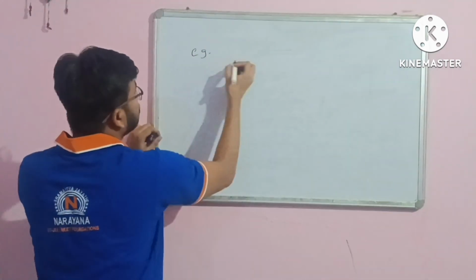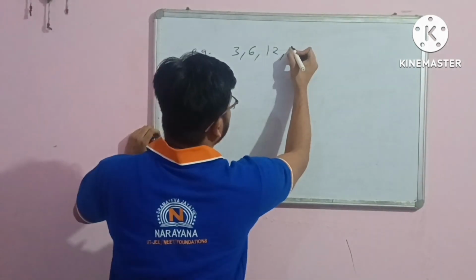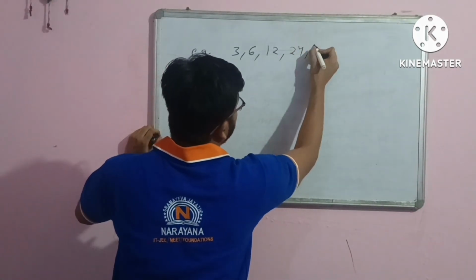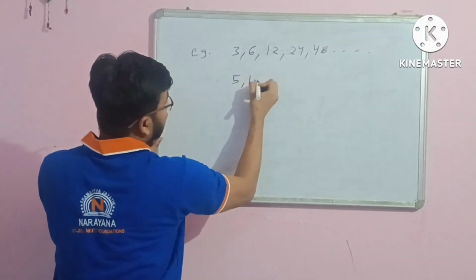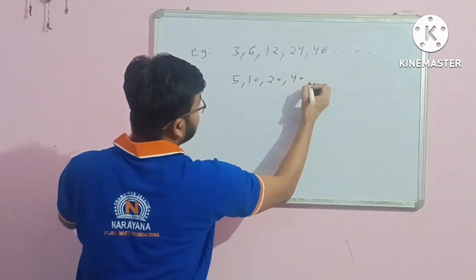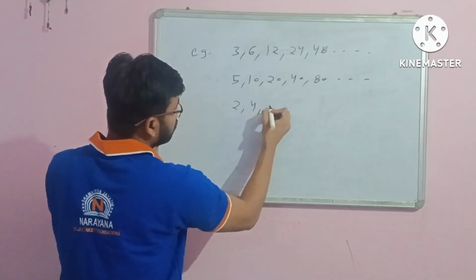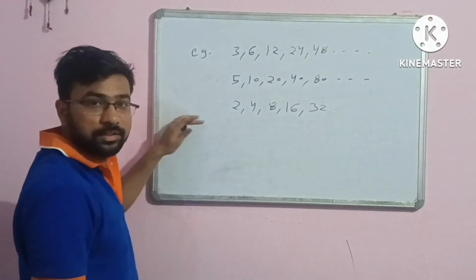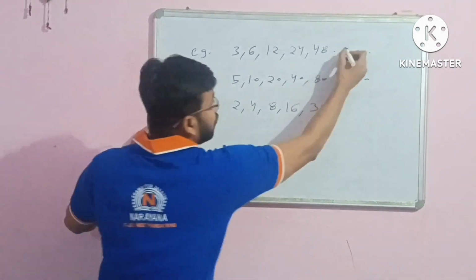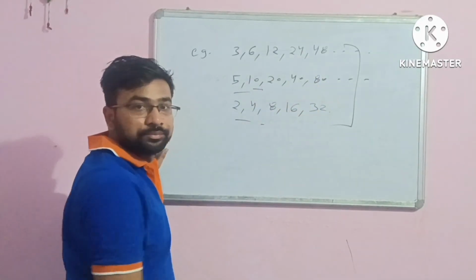Now we will see some examples of GP. Example number 1: 3, 6, 12, 48, and 5, 10, 20, 40, 80, and 2, 4, 8, 16, 32. So these are the examples of GP, and here one thing is common in these three examples: the ratio of two consecutive terms is the same in all these examples.